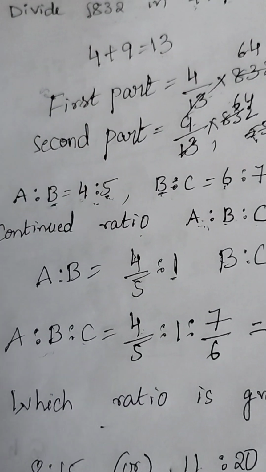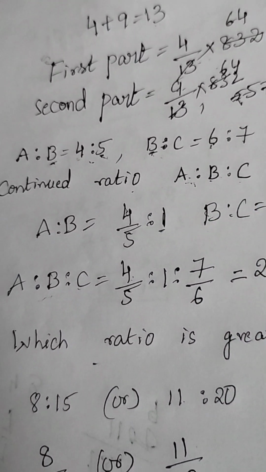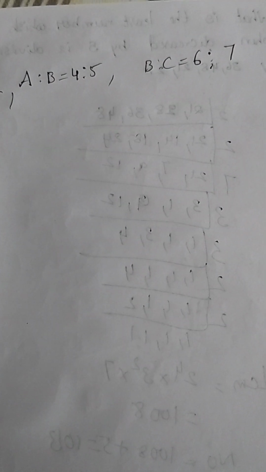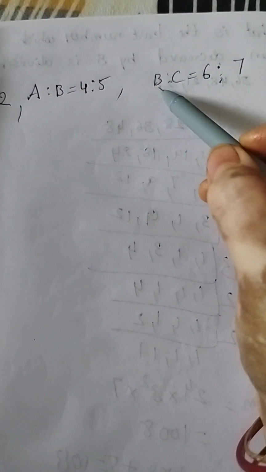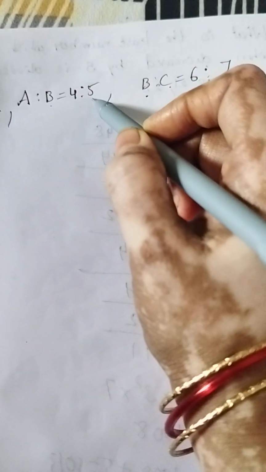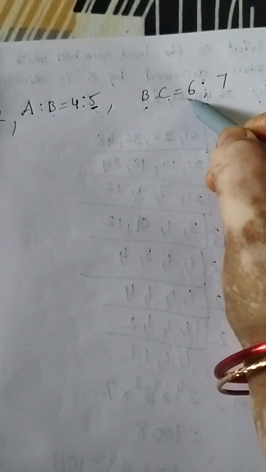So this continued ratio I told you, this also you can do another way. Just I'll explain. So for this second question, another method I am explaining. There are two methods for this process. So A is to B is 4 is to 5 and B is to C is 6 is to 7. We should observe B: here B is in the second place, and here B is in the first place.